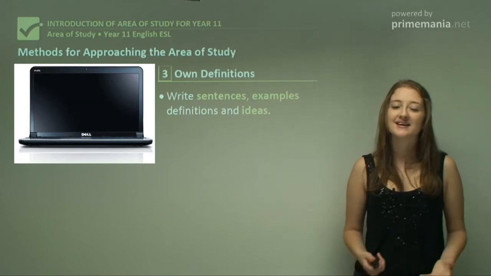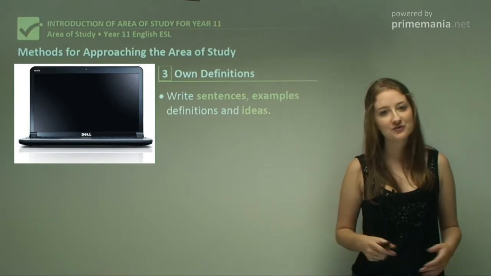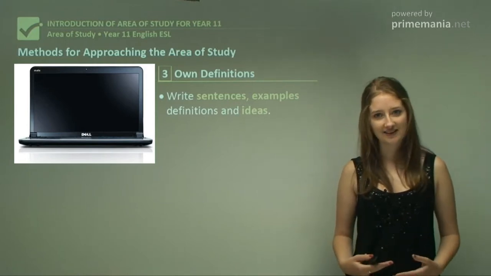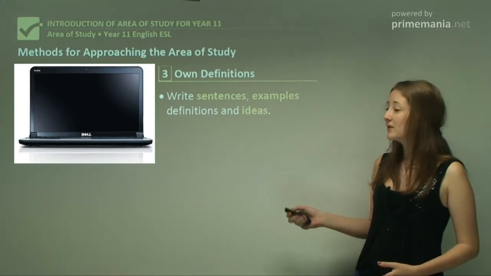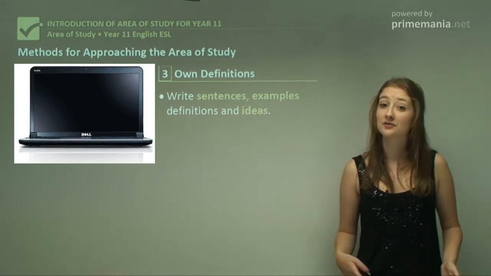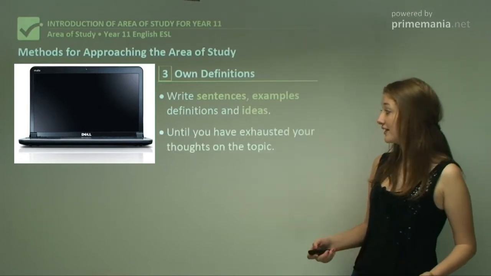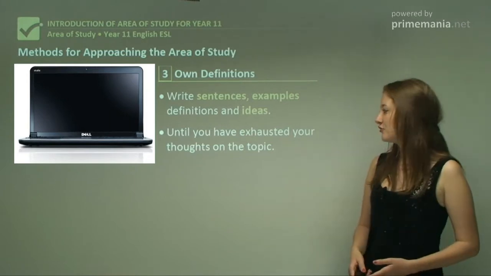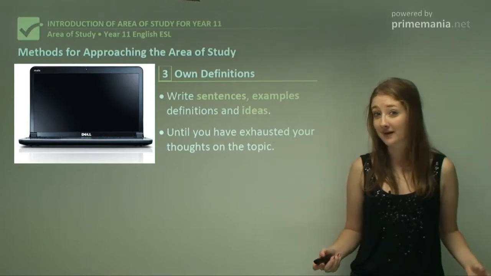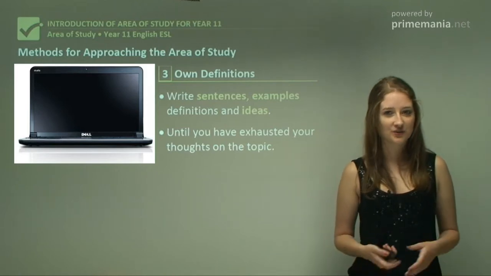The third technique is to write your own definitions. Now, as we've talked about, the best way to improve your language skills as an ESL student is to constantly practice writing in English. So, what you should do is write sentences, examples, definitions, and ideas. Anything you can think of to do with your area of study, get them down on the page. This means that you can keep writing until you've exhausted all of your thoughts and ideas on the topic. Make sure that everything you've talked about in class, everything you can see in your texts, is all written out in different definitions which you can play around with.